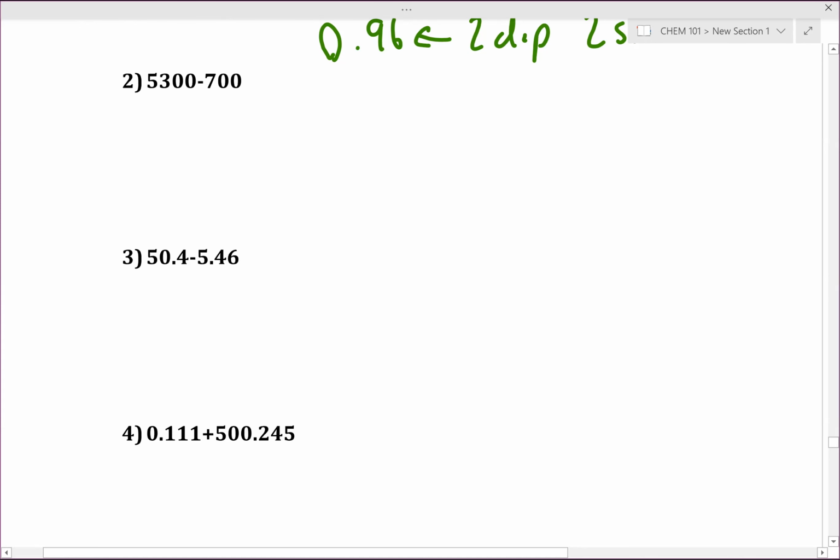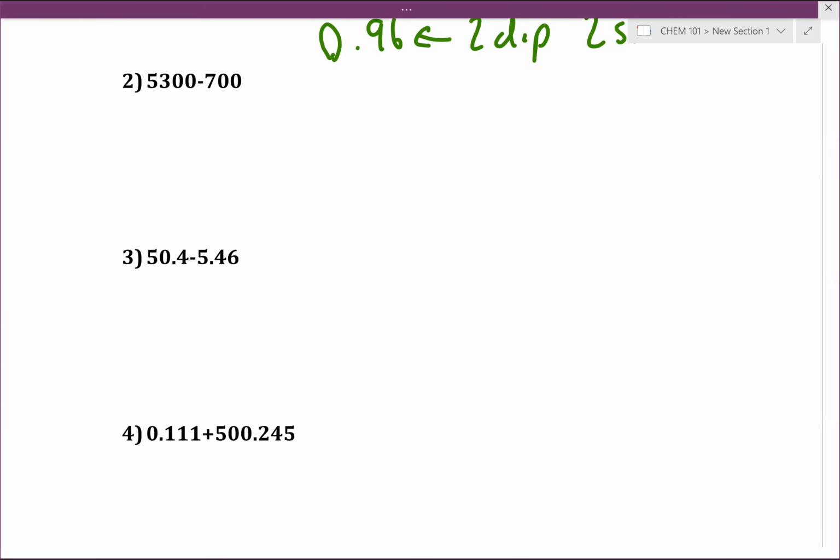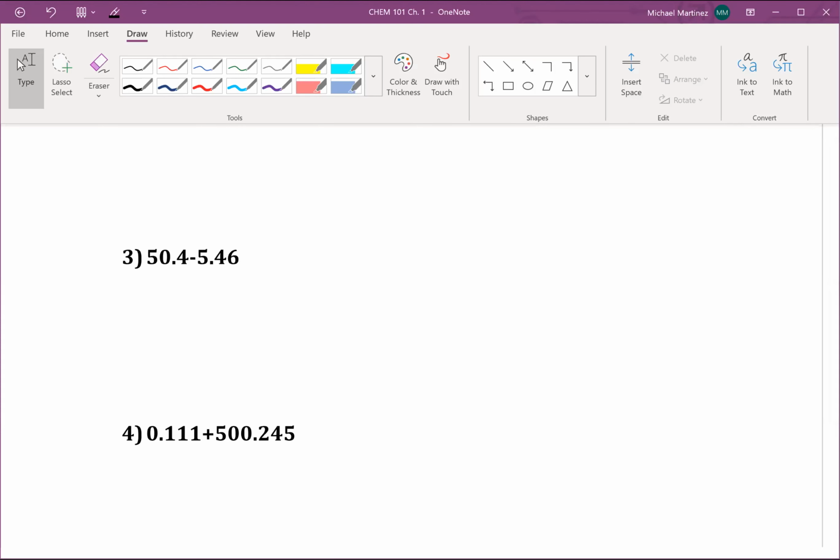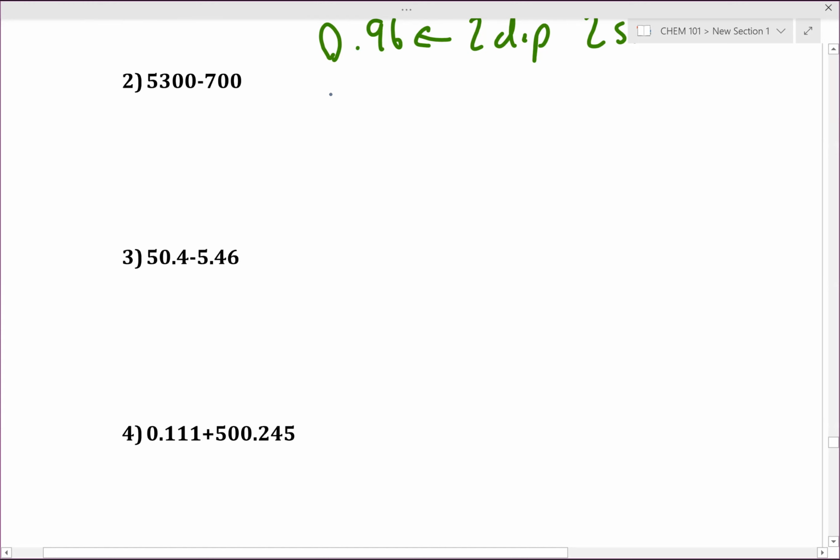I see a lot of reasonable answers. People are getting much faster at this. So for the sake of time, let's start looking at questions 2 through 5. So first and foremost, looking at 5,300 minus 700.